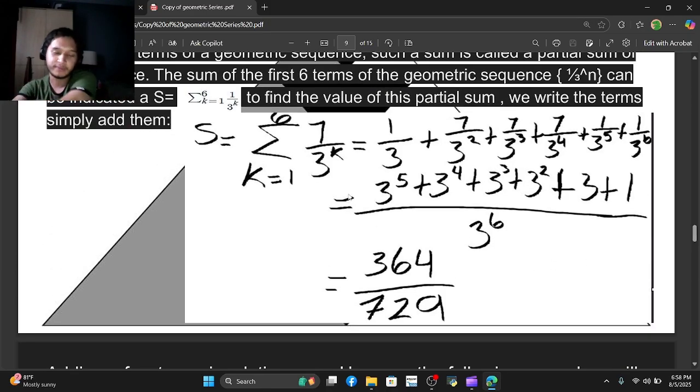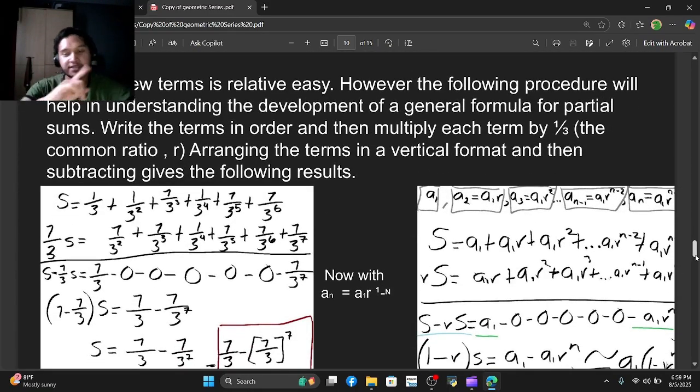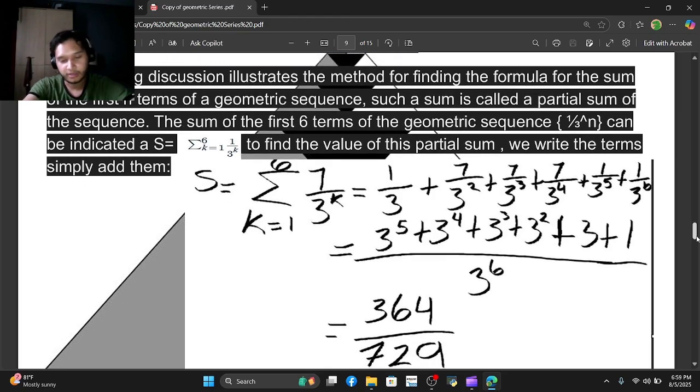So now we can do it with a calculator. I don't want to do the whole thing, but 3 to the 6 is this number, and the other number is this number. And so this is the total sum of this summation. So let's start. Let's build a formula in this way to actually find a summation of everything.